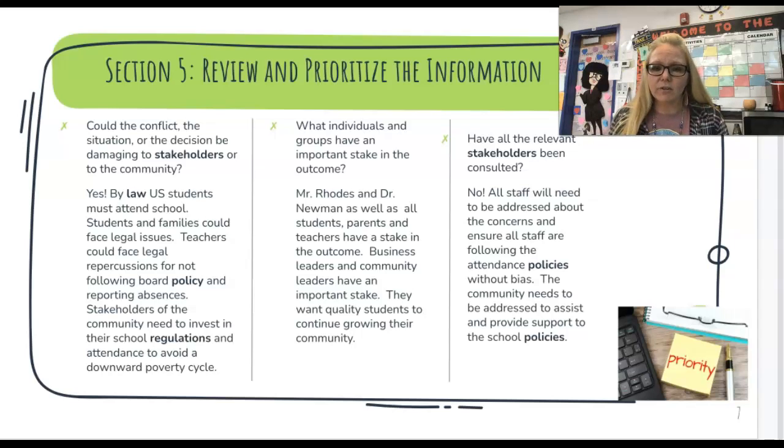So if we're already having a diverse population and we have some students in poverty, you could be contributing to that poverty cycle. What individuals and groups have an important stake in the outcome? Mr. Rhodes and Dr. Newman, as well as all students, parents, teachers, have a stake in the outcome. Business leaders and community leaders have an important stake too. They want quality students to continue growing their community and their businesses.